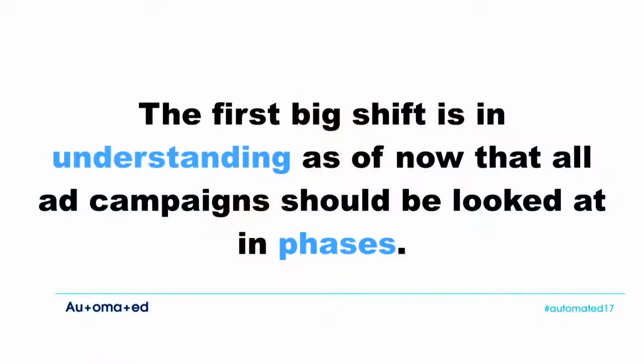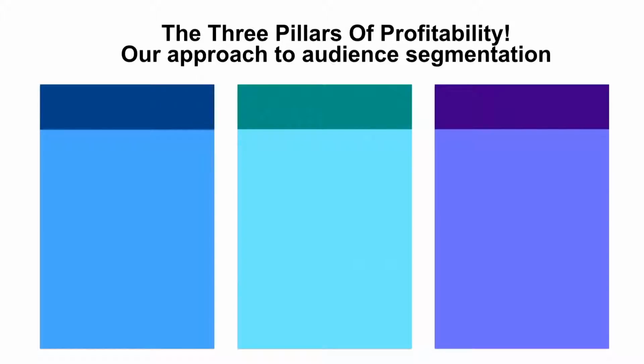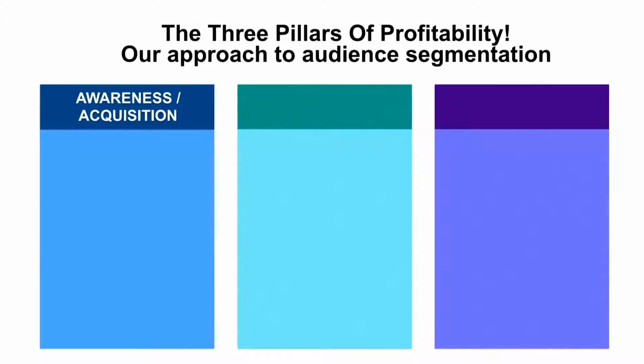So the first big shift is to understand that as of now, all of your campaigns need to be looked at in phases. This is what's going to enable us to scale, and it's what's going to enable you to scale. So the three pillars of profitability and our approach to automation and segmentation from an advertising perspective go as follows. So first, we have awareness and acquisition. Second, we have retargeting. And third, we have loyalty.